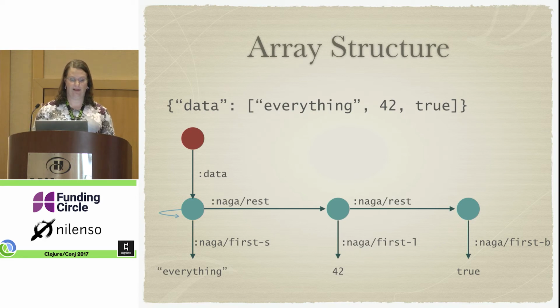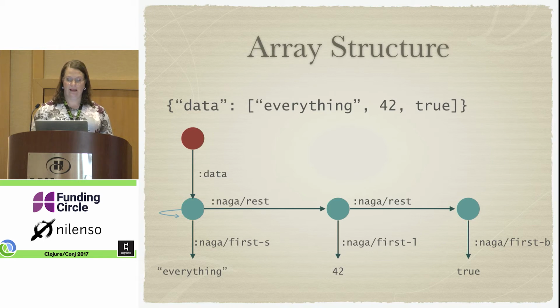This is an example of how an array looks. We're looking at an entity with a single attribute called data that refers to an array. The entity here is the red node. The array contains 3 values, and we can see the cons cell for each of these entries as the 3 nodes across the page, which are then connected with the rest attribute.